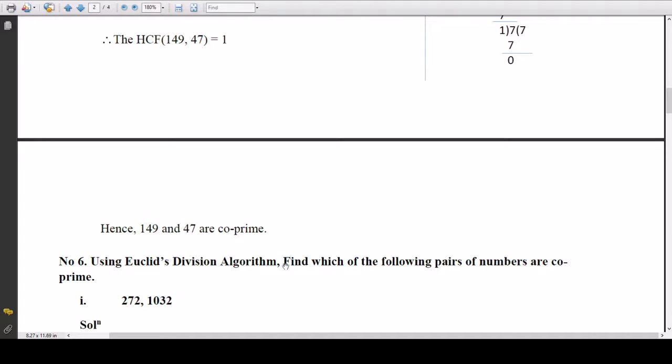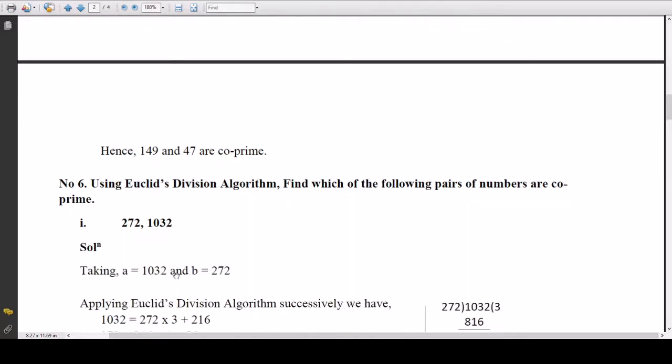Using Euclid division algorithm, find whether the following pairs of numbers are co-prime. Same thing you have to do as in question number 5, but here the first pair is given to be 272 and 1032. We check whether they are co-prime or not.